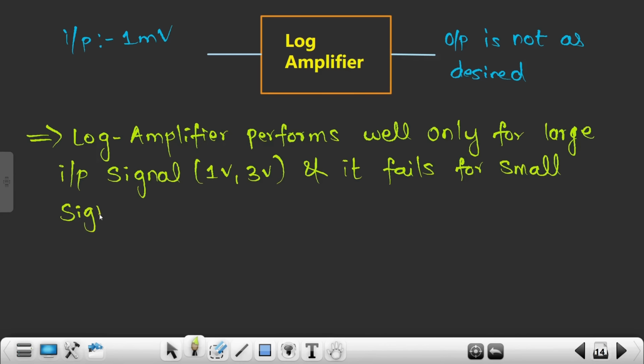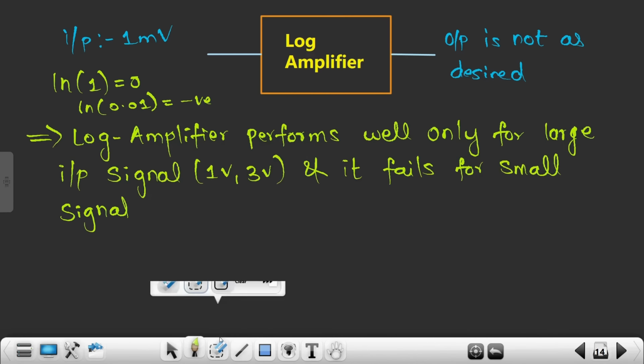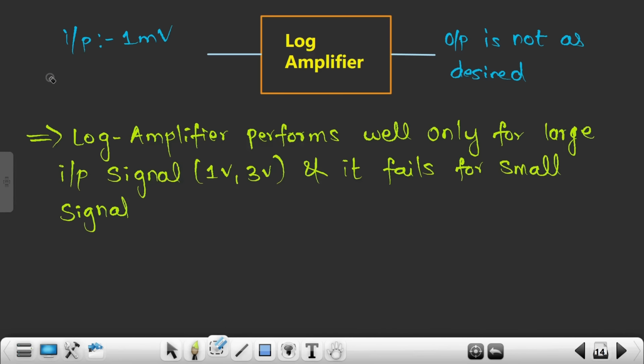Because if you look very clearly, log of 1 is 0, right? And if you try to calculate a log of maybe 0.01, this particular value will be negative, right? So basically we won't be able to obtain a proper graph or a proper curve at the output side. Since the input signal is very small, the output will be very less. It will be in negatives, right? So that is the reason for that.